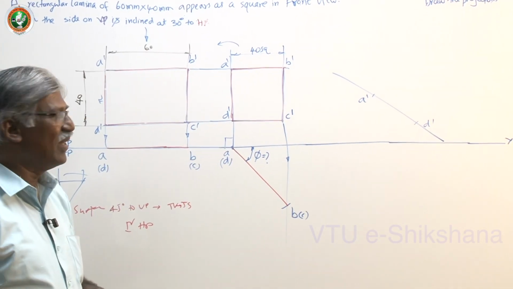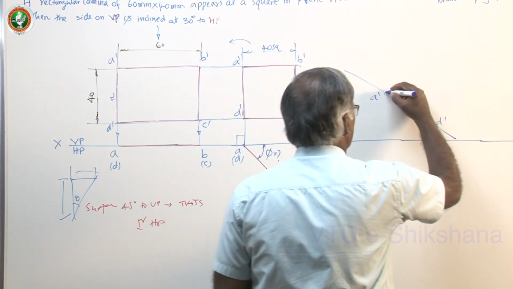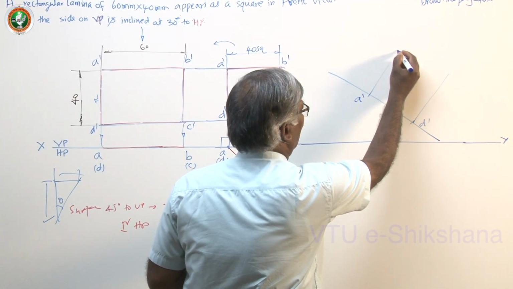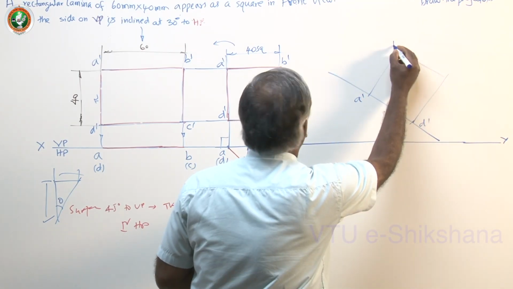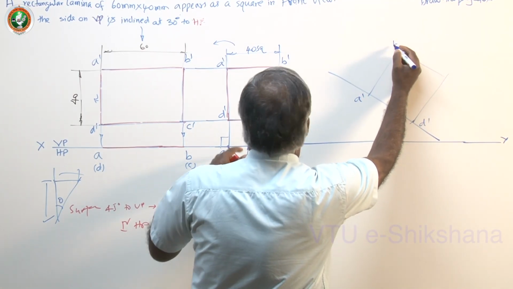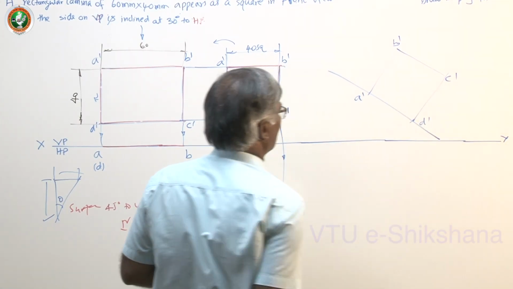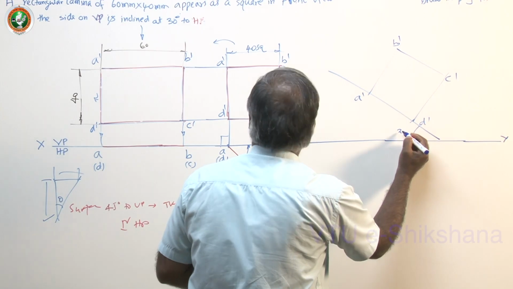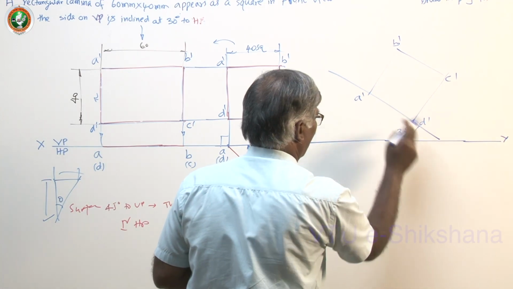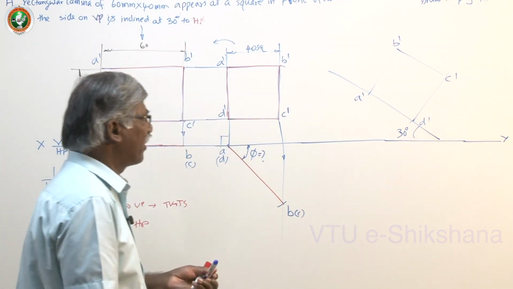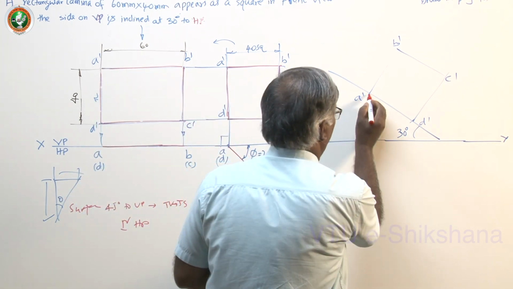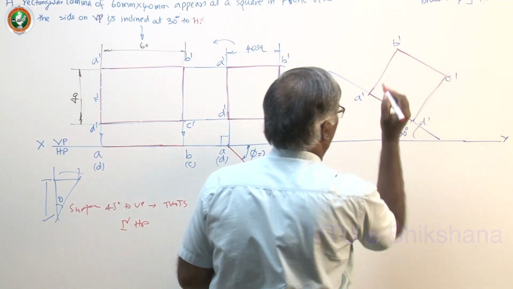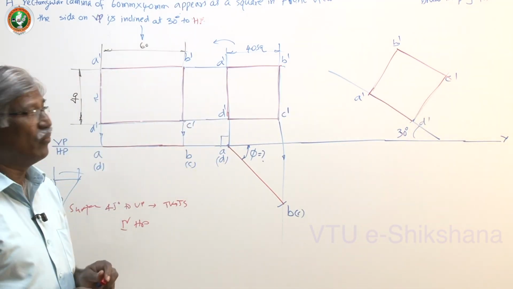How to create it manually? Draw perpendiculars, and then take the same distance again and mark. This is B dash, this is C dash. Now the angle is 30 degrees, 30 degrees to HP. Draw this figure. So this is the final front view.